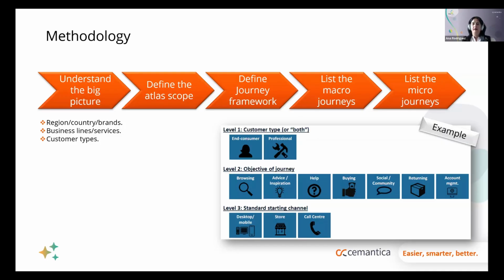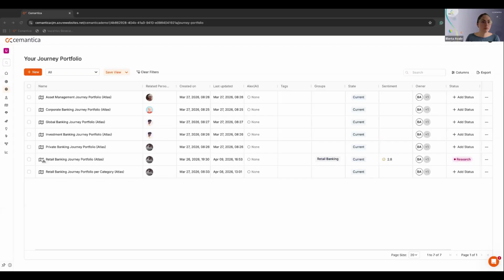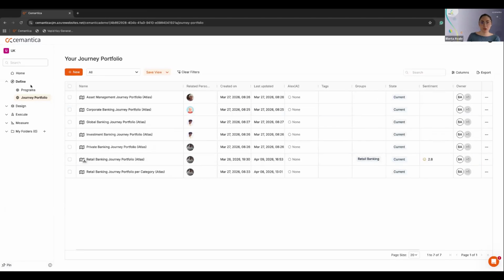Okay? Very good. So now I'm going to let Blerta show us how all this journey portfolio looks like in a tool like Cemantica. All right. Can you see my screen? Yes. Okay, perfect.